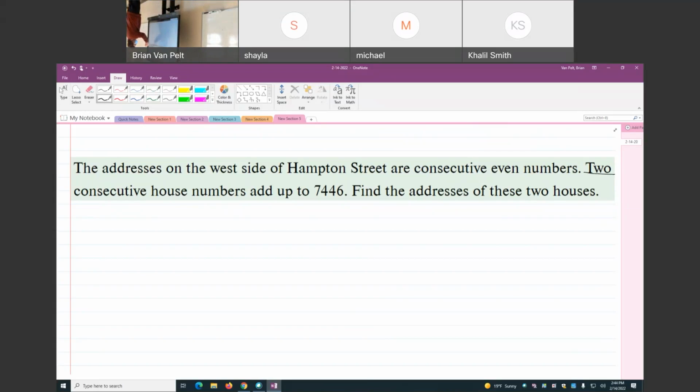2 consecutive house numbers. Can you tell me what they look like? Just give me some name for them. One of them's called x. What's the next? x and x plus 2. Those are the names of my house numbers. Now, when you get done, if you get a decimal or an odd number, you know you're wrong. The answer that's going to be right is an even. Now give me an equation that I can use.